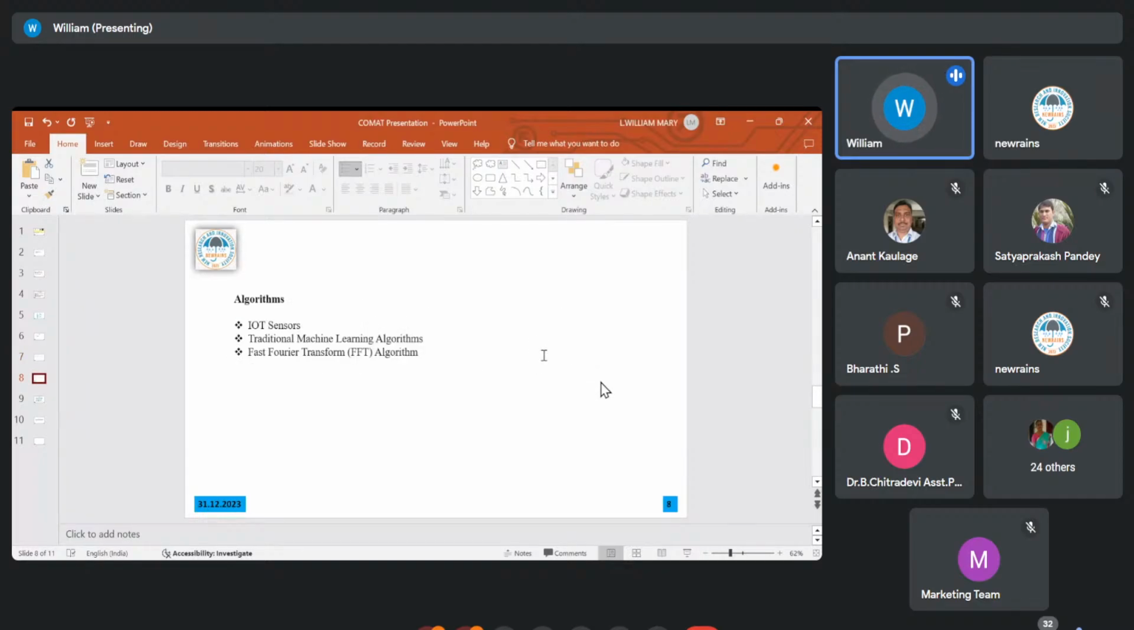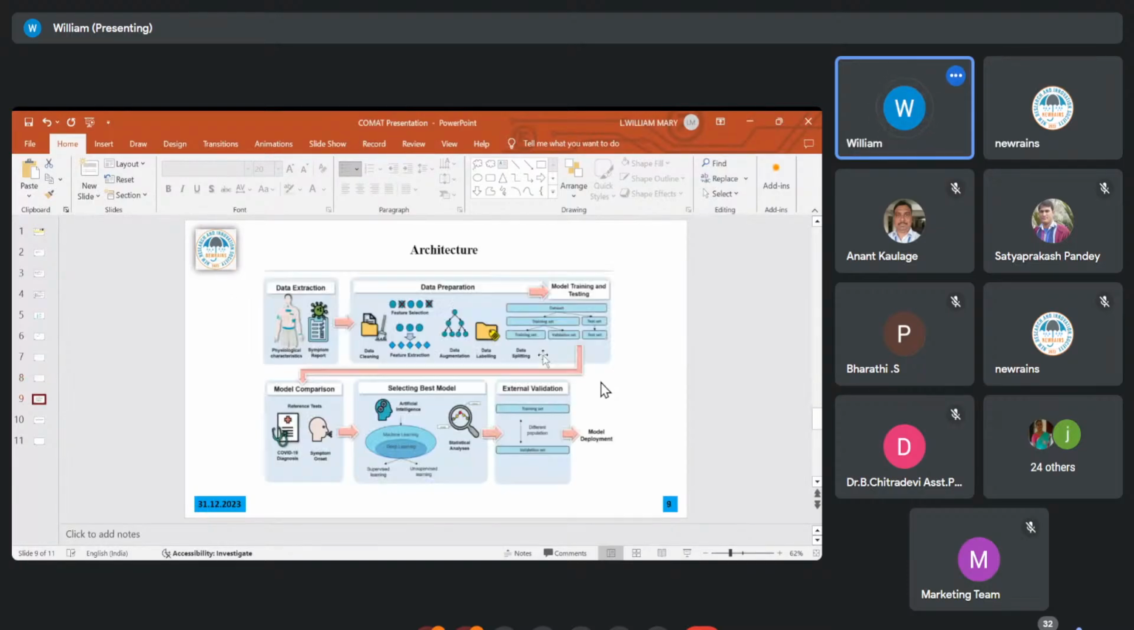So, the basic algorithms: initially, researchers used many types of IoT sensors, and then they use machine learning algorithms for predictions, with a training data set, testing data set, and comparison. One of the most commonly used algorithms is the fast Fourier transform, which is a signal processing algorithm. It is used in wearable devices to capture information from the human body and transfer that information as data through signal processing. So this is the architecture of how data can be extracted from the human body through these physiological characteristics or symptoms which can be reported.